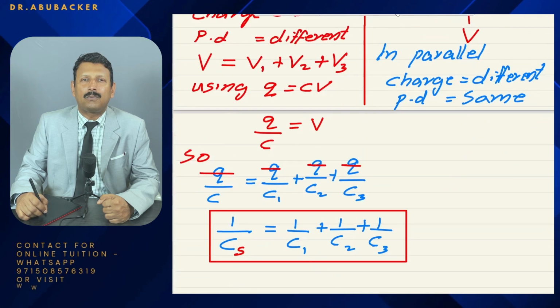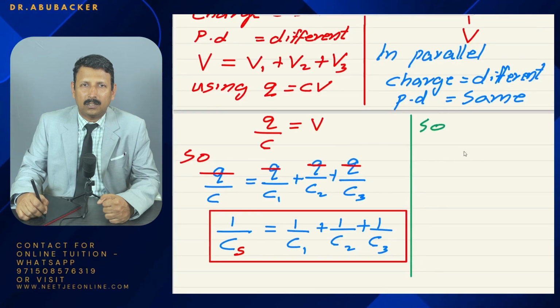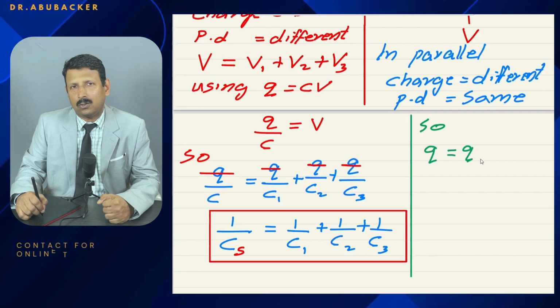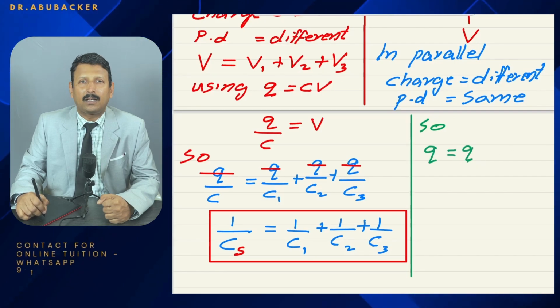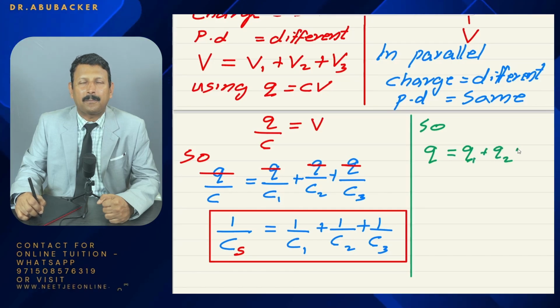So we will not work for potential difference now. We will do the total calculation for charge. Whatever is supplied from the power supply will be equal to the charge stored on the first plus the charge stored on the second plus the charge stored on the third capacitor. So Q is equal to Q1 plus Q2 plus Q3.